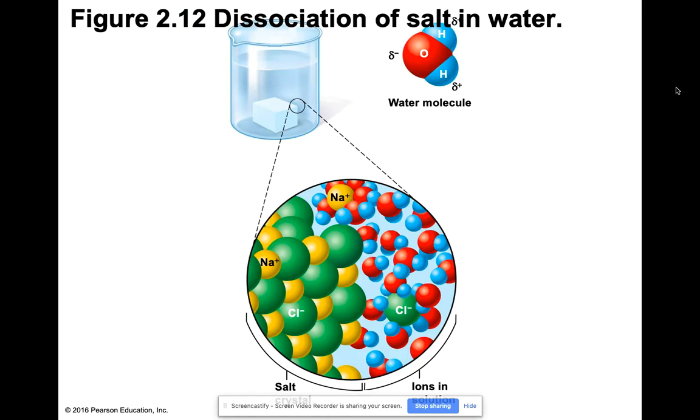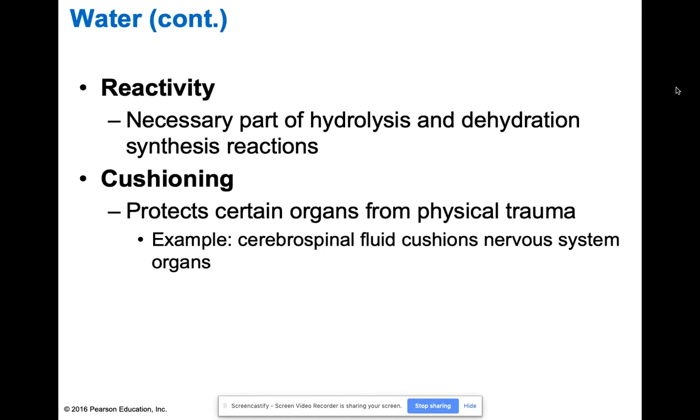So we have salts, sodium chloride in here, and it's NaCl. Because it is polar, it has positive and negative ends to it that you can see in the picture. It's going to dissociate or dissolve in water because water is also polar. Polar things dissolve in polar solvents, like water.